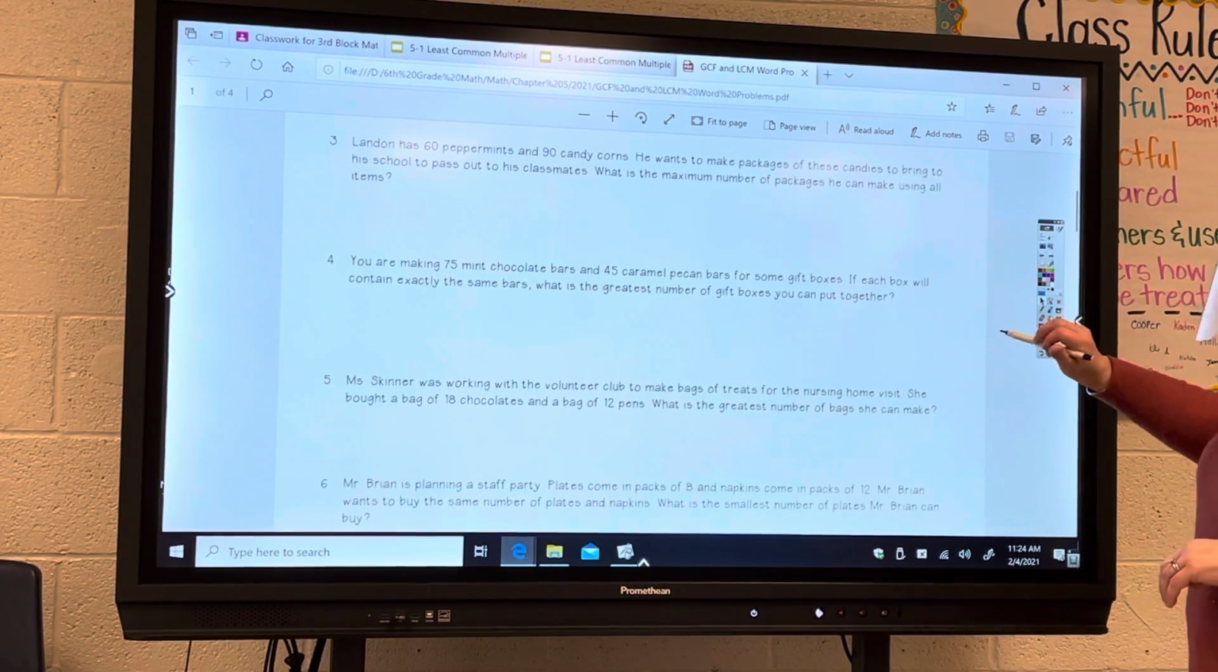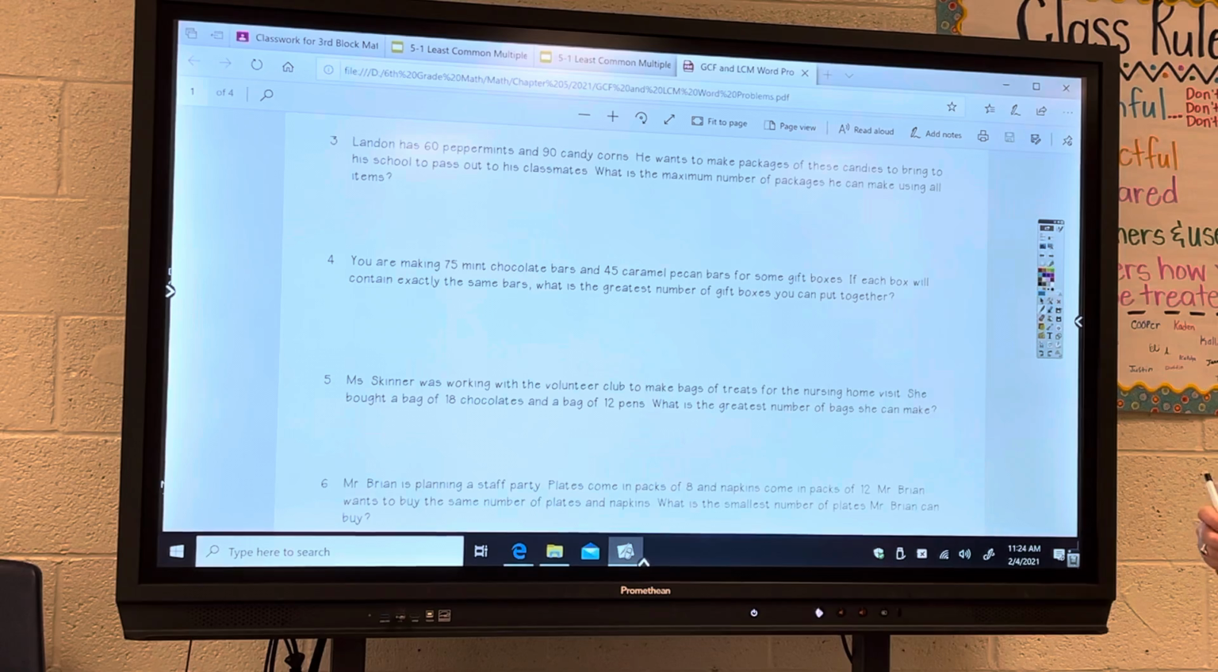Landon has 60 peppermints and 90 candy corns. He wants to make packages of these candies to bring to his school to pass out to his classmates. What is the maximum number of packages he can make using all the items?